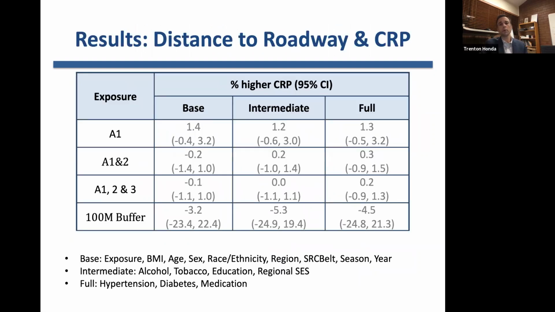Now, for distance to roadway in CRP, we found no significant associations in any of our models, base, intermediate, full, or full plus mediators, for distance to A1, distance to A1 and A2, A1, A2, and A3 roadways, and then looking at just a binary exposure of living within a 100-meter buffer from an A1 or A2 roadway, or not living within that buffer zone. So those were our CRP results.